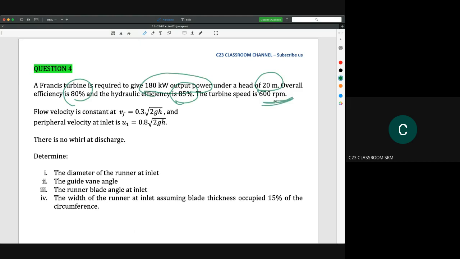Flow velocity is constant at Vf equals 0.3 square root 2gH, and peripheral velocity at inlet U1 is equal to 0.8 square root 2gH. There is no whirl at discharge, so here the V whirl 2 is equal to 0. Determine the diameter of the runner at inlet, the guide vane angle, the runner blade angle at inlet, and the width of the runner at inlet, assuming blade thickness occupies 15% of the circumference.